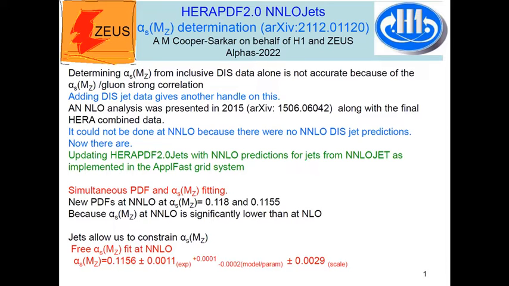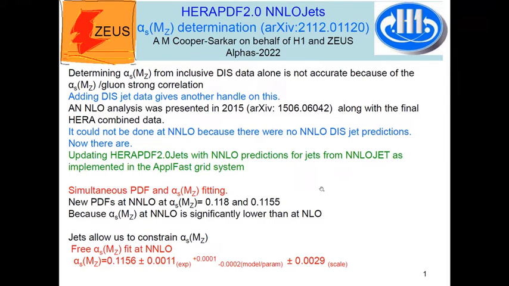We thought that we had these predictions from the NNLO jet group back in 2020, but it turned out that there had been a bug. And so finally, the correct grids for doing your jet predictions were not available to us till 2021. And we've implemented them as predictions with the APPLfast grid system to do this analysis.